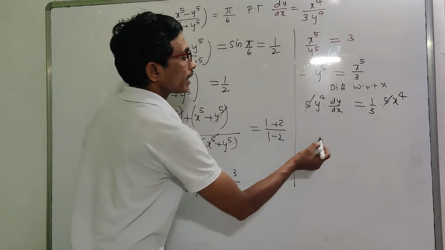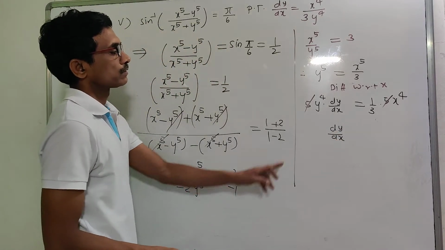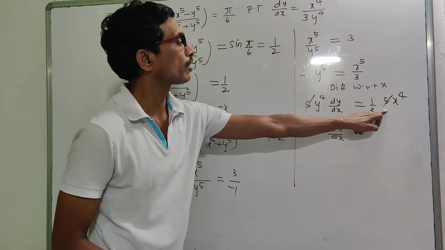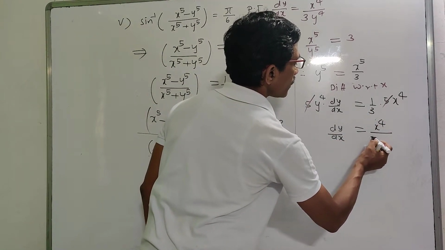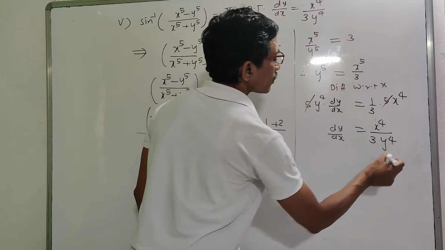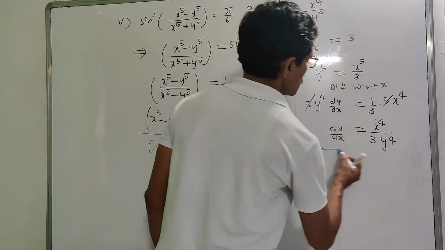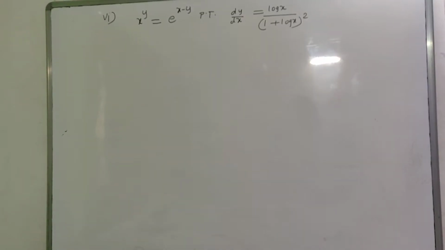Finally you will get dy by dx is equal to x to the power 4 upon 3, and this y to the power 4 we take in the denominator. This is required to show: dy by dx is x to the power 4 upon 3y to the power 4 in denominator. Question number 6.